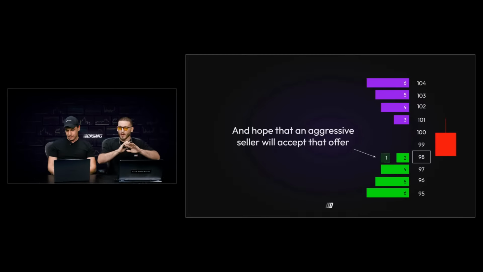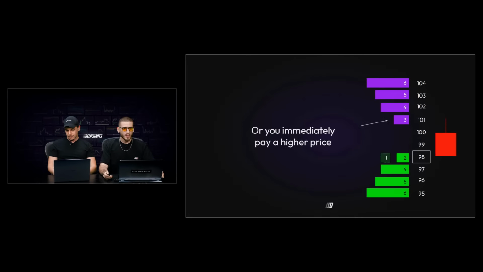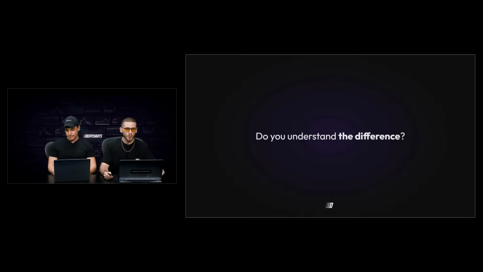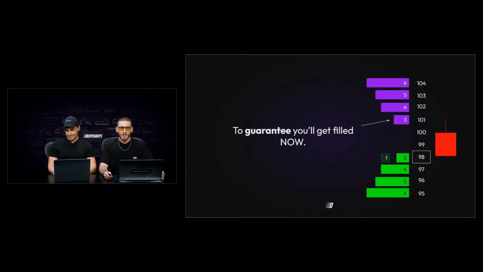And this, you have no guarantee that it's going to come. You just hope, right? But you get the best fill possible. Option two is you immediately pay a higher price and you become a market taker to guarantee that you're going to get filled now, but you're going to get filled at a slightly worse price. Do you understand the difference? But if you took this decision now and get filled at 101, you would move price to 101.